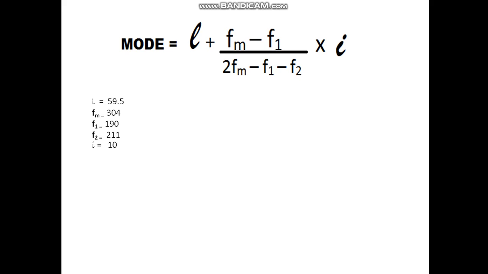L is equal to 59.5, fm is equal to 304, f1 is equal to 190, f2 is equal to 211, i is equal to 10. So you have to practice it by calculating the mode value. So these are your answers, which is 65.